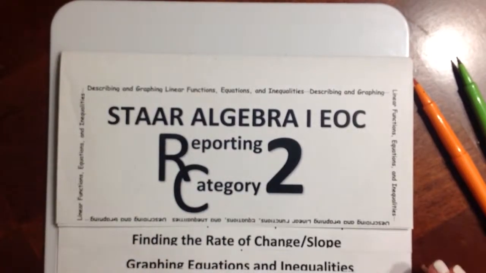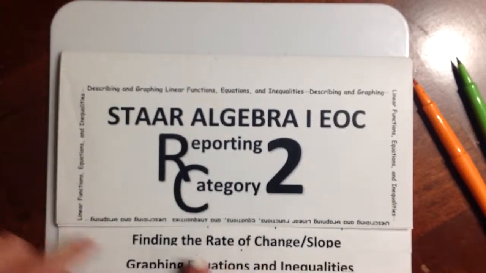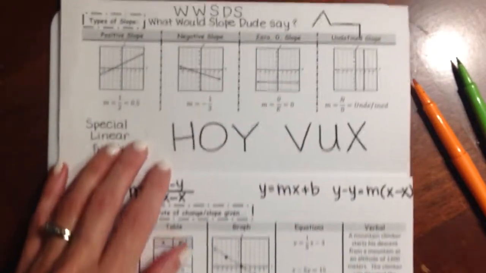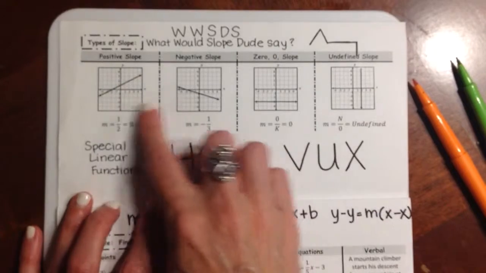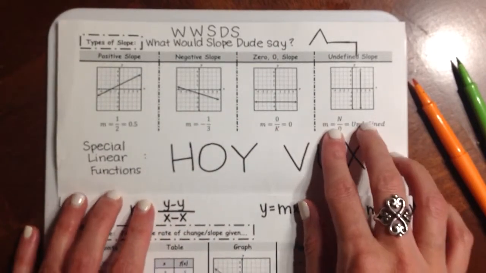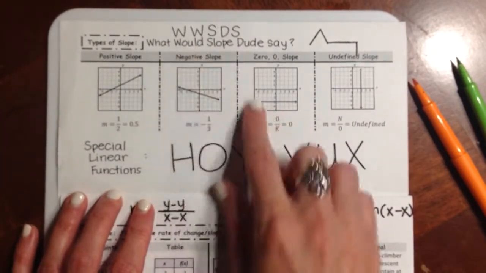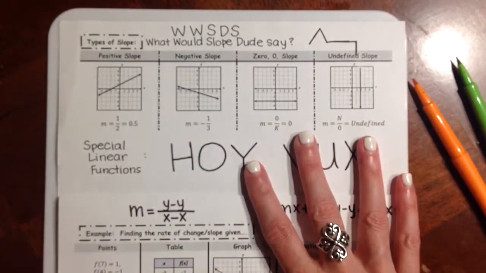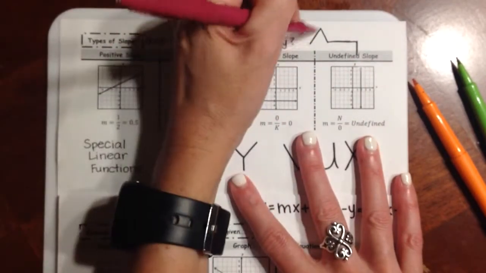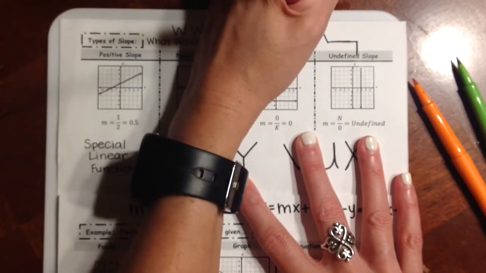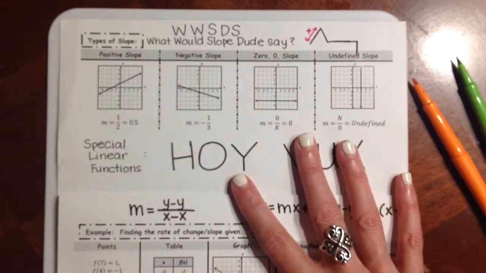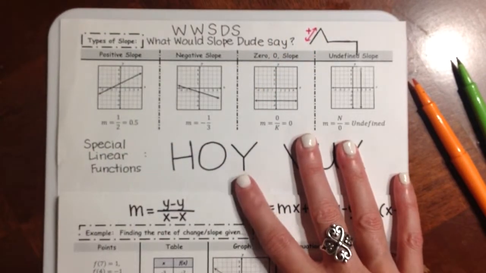Okay, so today's first lesson on reporting category 2 is going to be finding the rate of change or slope. So we are going to talk about and review the different types of slope that you can have. So the first thing you want to think is, what would Slope Dude say? And you want to think about Slope Dude's journey. So remember, on the first part, he was puff, puff, positive. So any lines that lean or are slanted in that upward direction are going to be positive.